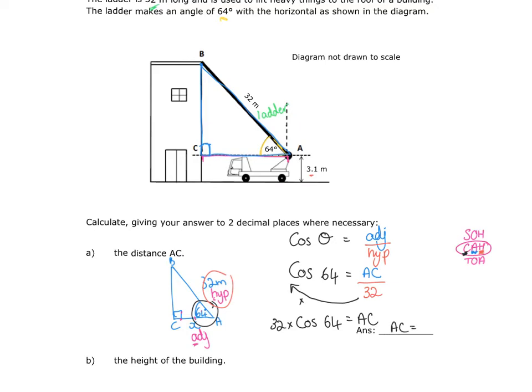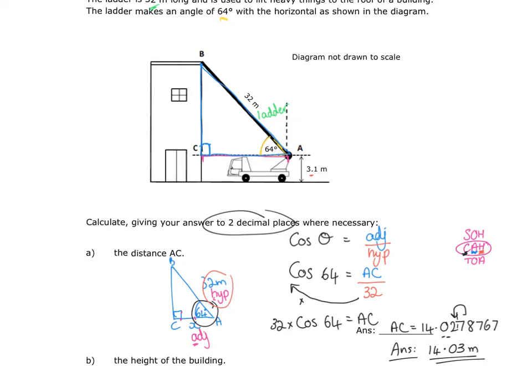So AC is 14.02778767, but we need to give the answer to 2 decimal places. That means 2 numbers behind the decimal point, so up till here, but the 7 gives 1 to number 2 because it is 5 or larger. So the answer is 14.03 meters. Okay. Next question.